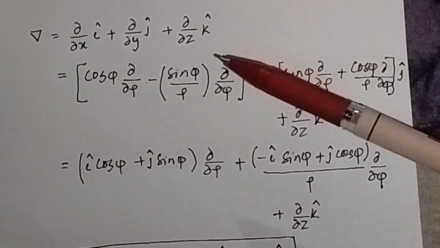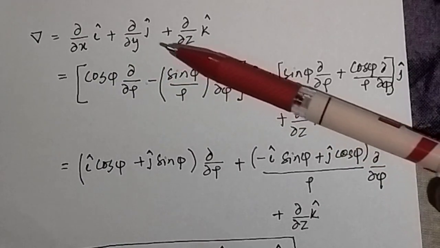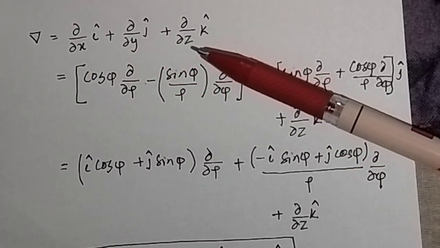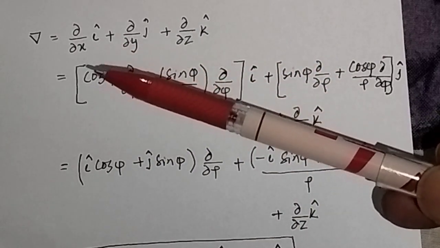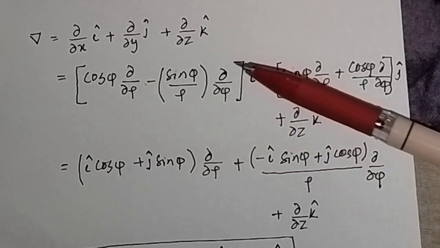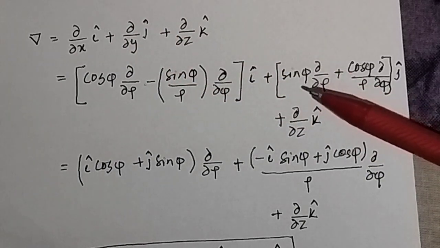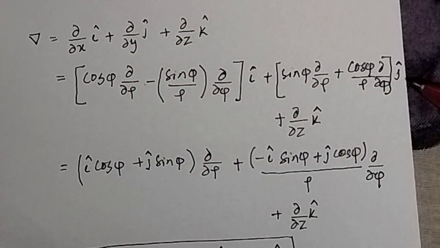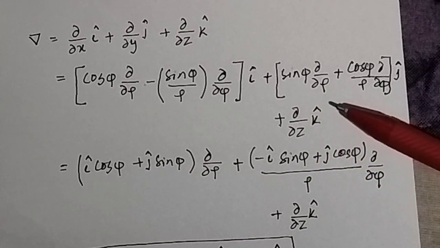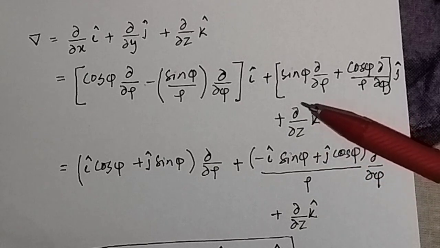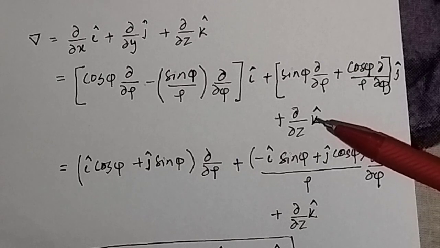So in Cartesian, we write the partial derivatives with respect to x, y, and z, and unit vectors i cap, j cap, k cap. And here we have found the partial derivative with respect to x, this factor, then i cap, plus the partial derivative with respect to y, this factor we have found, then j cap, and this k vector, that is z, it is constant, so there is no need to change this factor.